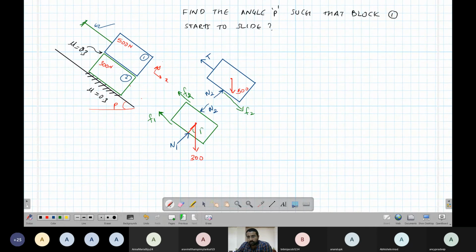Alpha or P, sorry, this will be P. This will also be P. Okay, now we have found the angle. അപ്പോൾ ഇനി നമുക്ക് box 1, box 2.